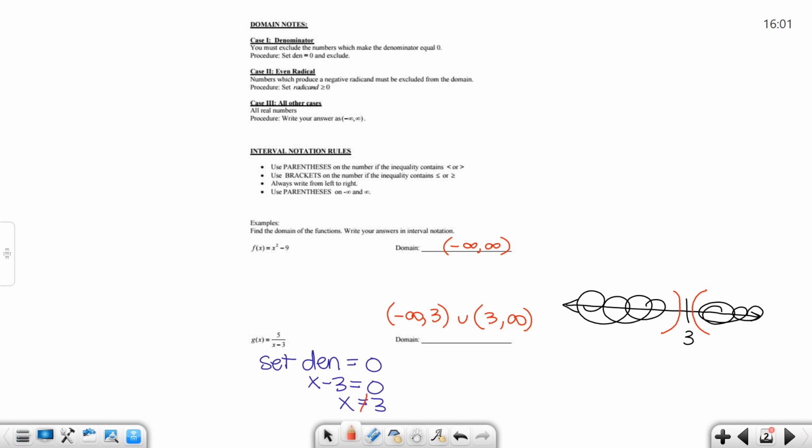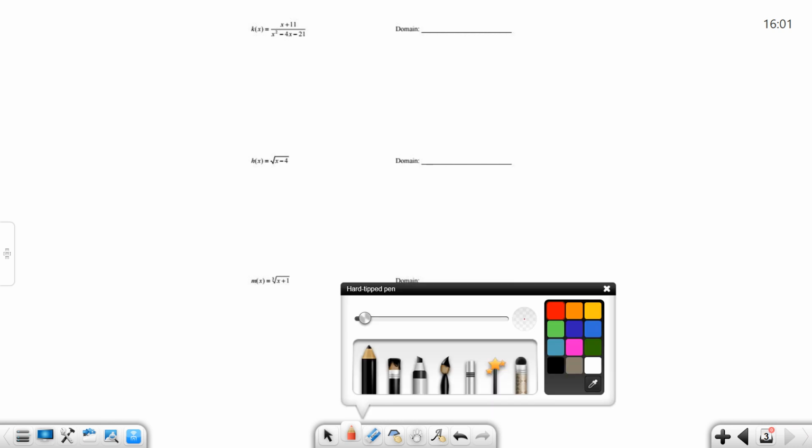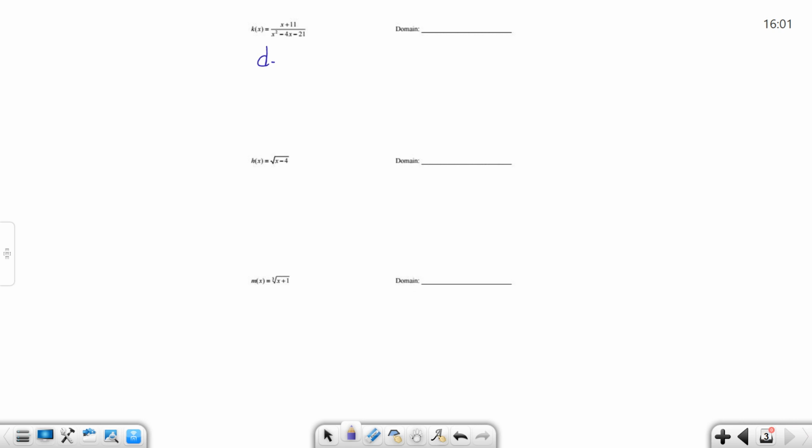Anytime a number from here on out, Cal 1 through Cal 4, anytime a number comes from the denominator, it will use parentheses. Okay, so let's try a few other ones. Looking at the top one, letter K, I notice that it has a denominator. So the procedure with the denominator is set the denominator equal to 0 and exclude. Okay, since it's an x squared equation, that means I need to factor it.